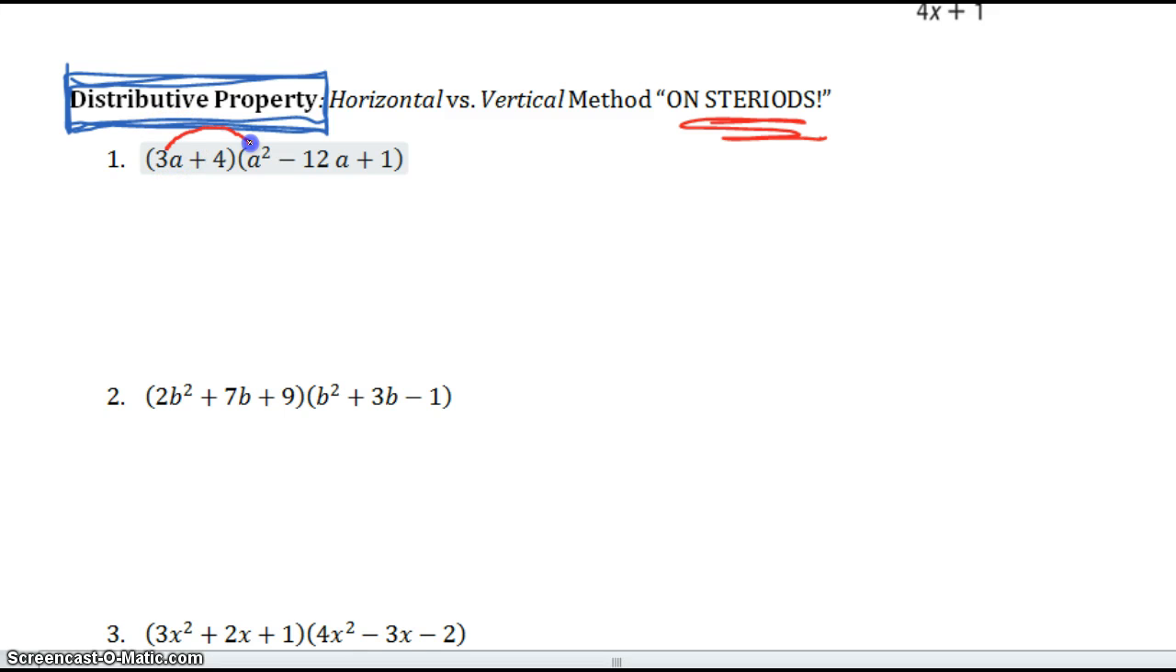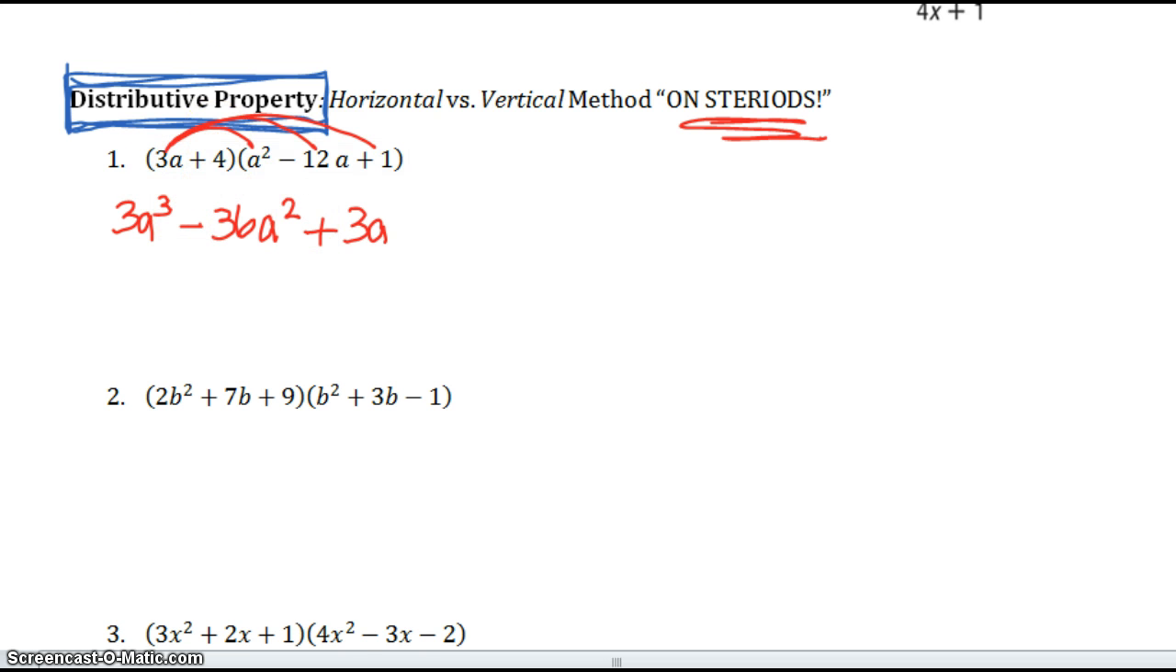So let's start with 3a. I'm going to distribute it to all three things. 3a times a squared makes 3a to the third. 3a times a negative 12 is going to be negative 36. A times a is a squared. 3a times a positive 1, that one's easy, positive 3a.